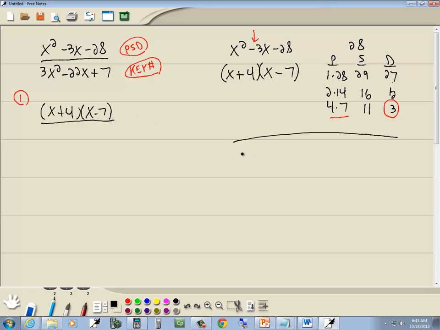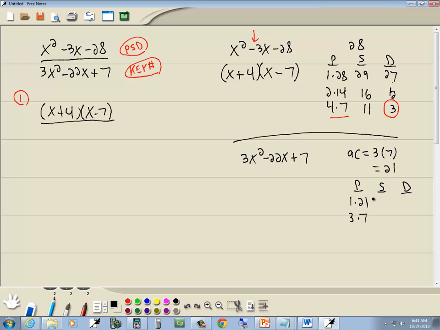Now the bottom one, we've got 3x squared minus 22x plus 7. For the key number, we take the number at the beginning times the number at the end, ignoring signs. So we've got 3 times 7, and that gives us 21. And we'll come up with our three columns again. P for product. Write down all products that give us 21. We've got 1 times 21, 3 times 7.